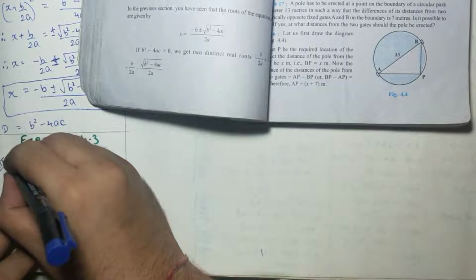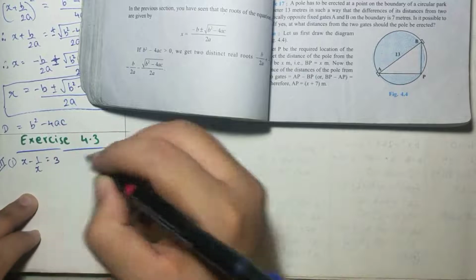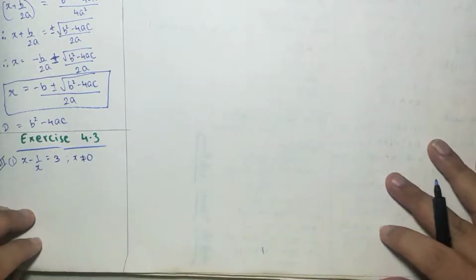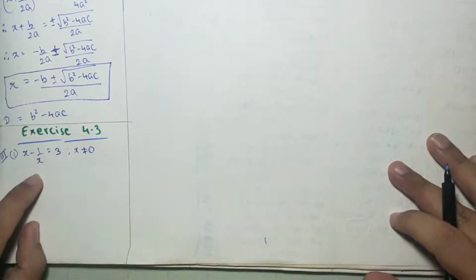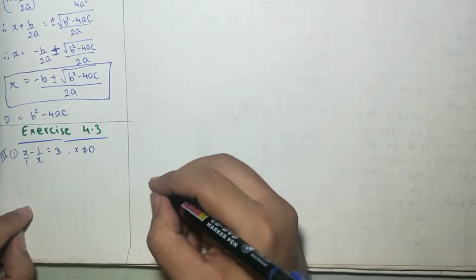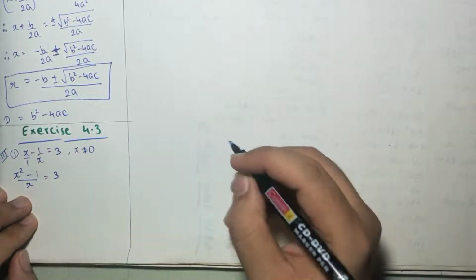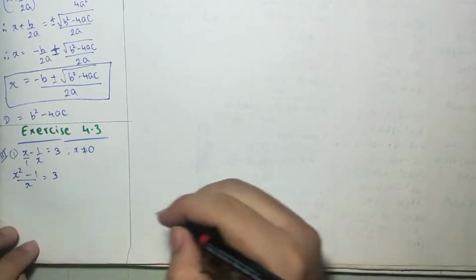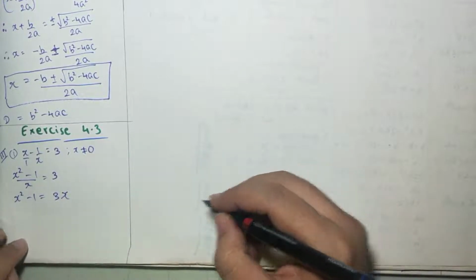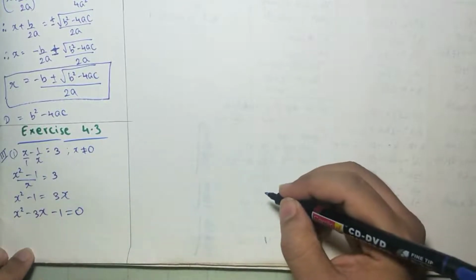The first one given to us is x minus 1 by x equals 3, where x is not equal to 0. To solve this, first we will take LCM on the left hand side. Taking LCM, it will be x, so it becomes x square minus 1 whole upon x equals 3. If I take x on this side, it becomes x square minus 1 equals 3x. I am taking 3x on the left hand side, so x square minus 3x minus 1 equals 0.